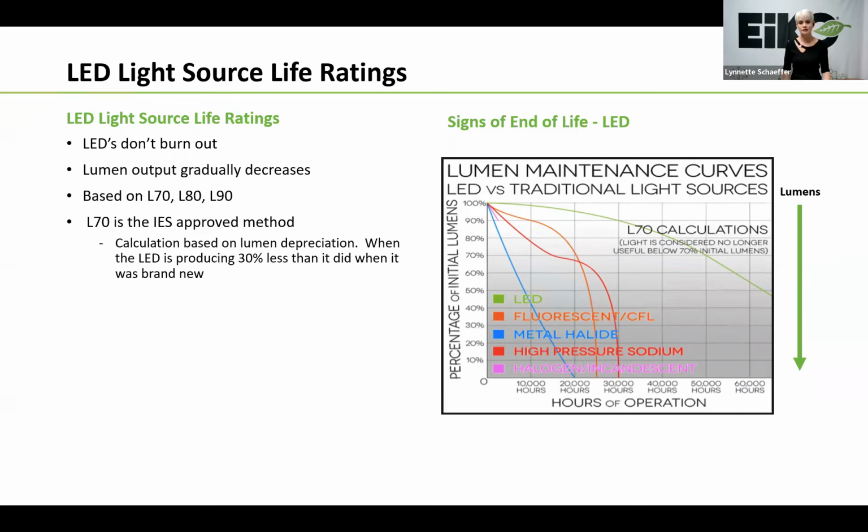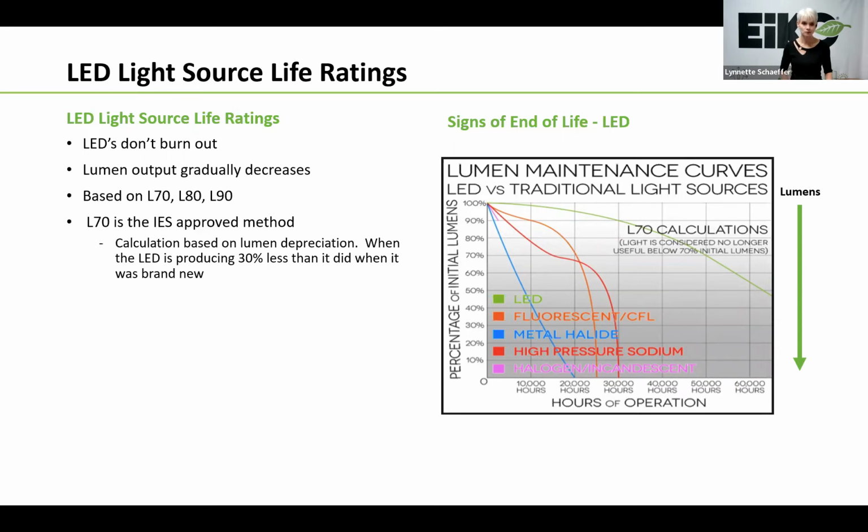All of them are very similar, whether it's L70, L80, or L90. So let's see what L70 actually means. When the LED is producing 30% less lumens than it did when it was brand new, this is what we refer to as an L70 life rating. So if L70 equals 50,000 hours, that means the LED is going to be producing 30% less light at 50,000 hours. If the rating was L90 equals 20,000 hours, that means the LED will be producing 10% less light at 20,000 hours. And if it was L80, it would be producing 20% less light at however many hours.